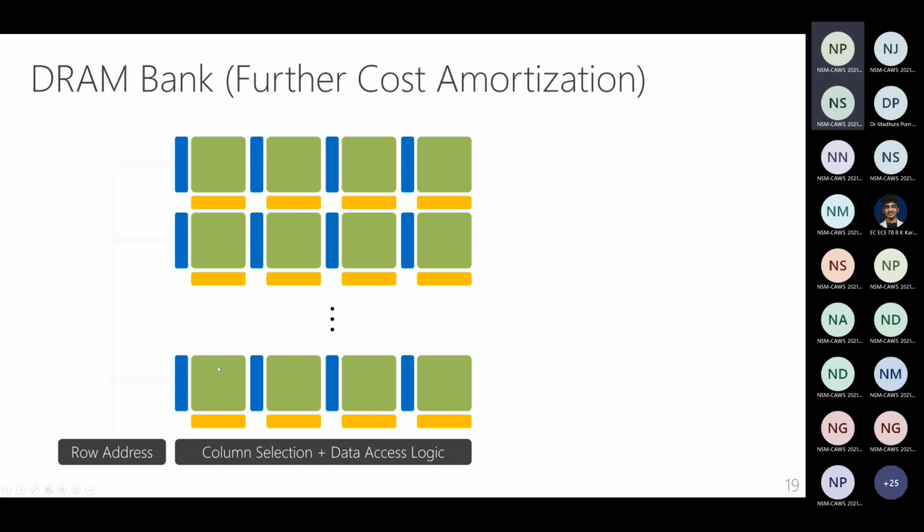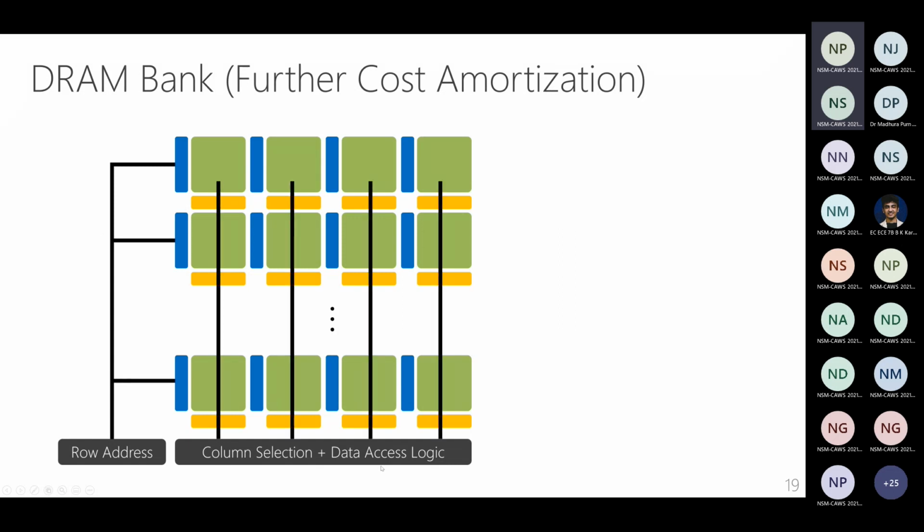And the row address is essentially fed to all the subarrays, and the column selection logic is also shared between all subarrays, right? So this picture here is essentially a DRAM bank where we have multiple subarrays. Each subarray contains multiple mats, and each mat at the lowest level contains the individual cells that store the data.